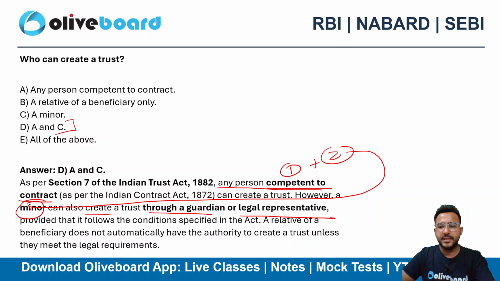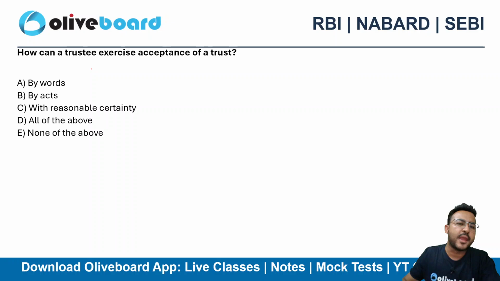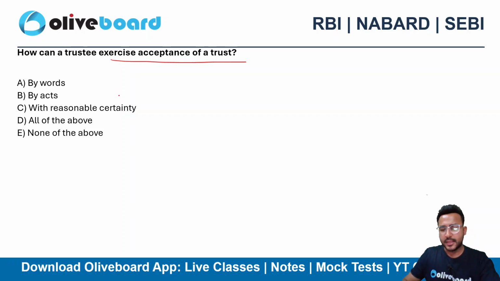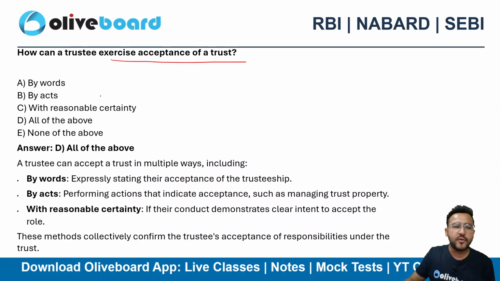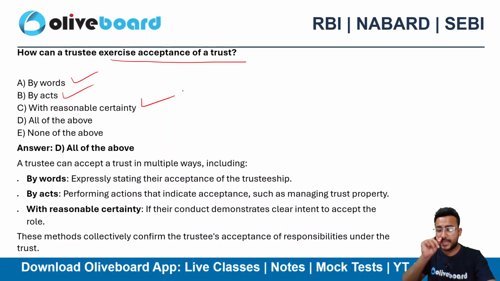That's the possibility. How can a trustee exercise acceptance of the trust? By words or by act with reasonable certainty? All of the above, none of the above. What should be the correct answer? Here the correct answer is all of the above, by words, by act, by reasonable certainty as well, right? You can exercise acceptance of a trust by any of the acts here.